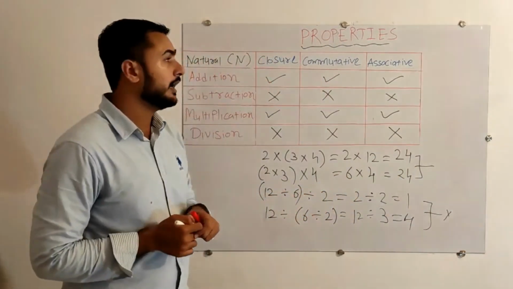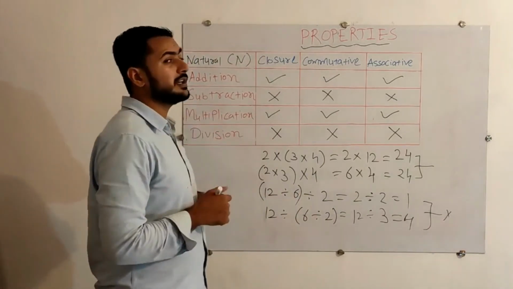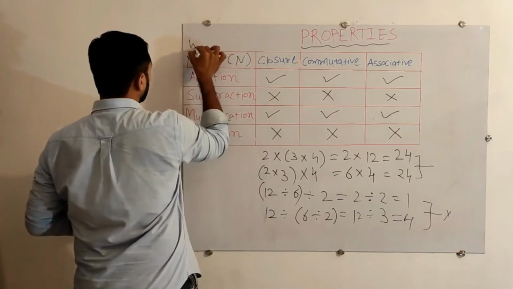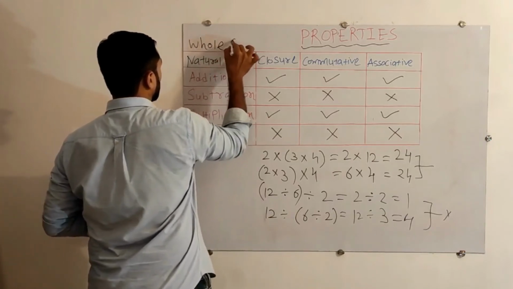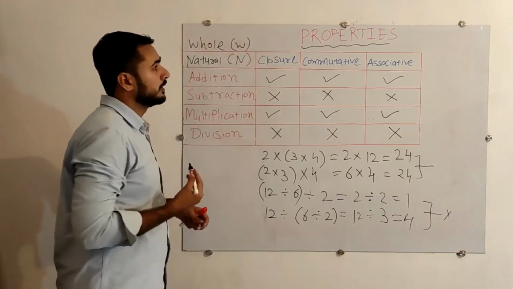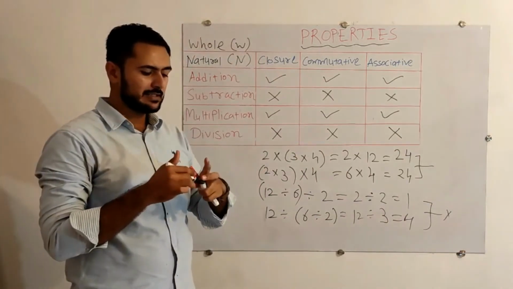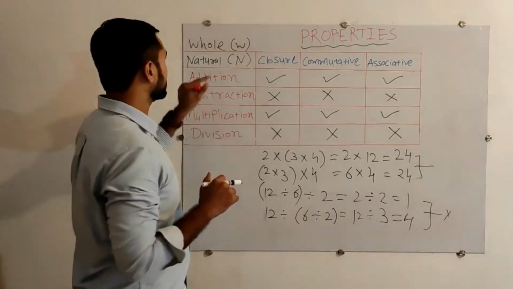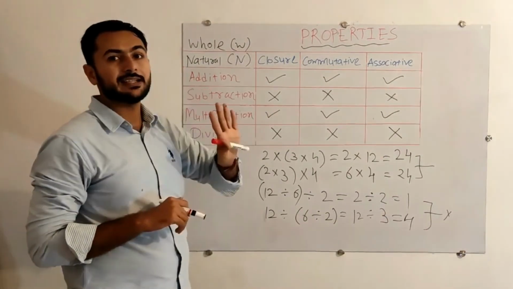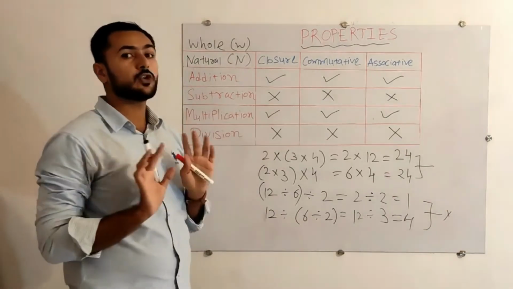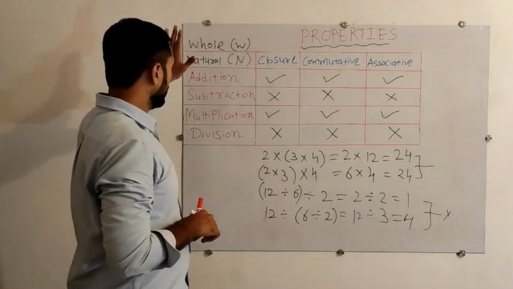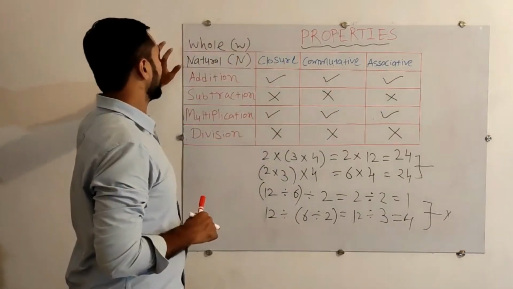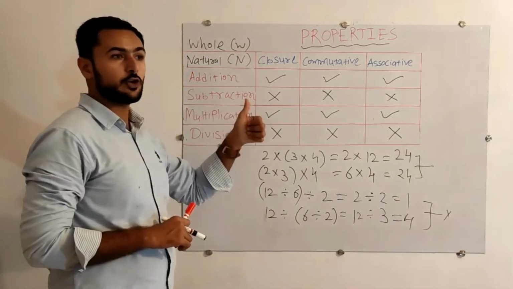Okay, clear? Now one more thing. For natural numbers as well as for whole numbers, these properties are the same, because there is no difference. Only one single difference: in whole numbers we add 0, and in natural numbers we are not using 0. So for both, these properties are the same. So note it down for the whole numbers as well as natural numbers. Okay, pause the video and note it down.